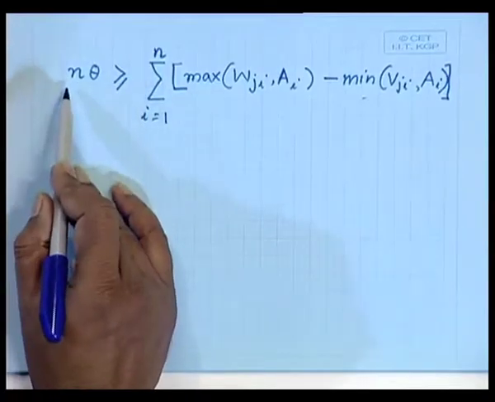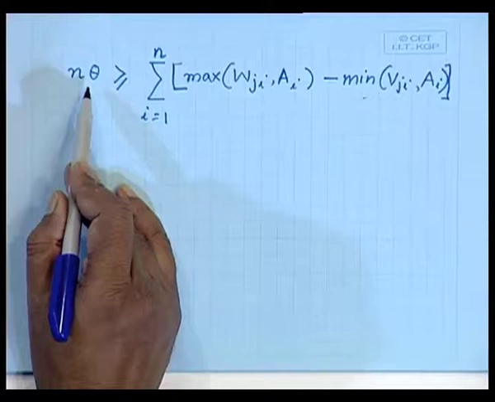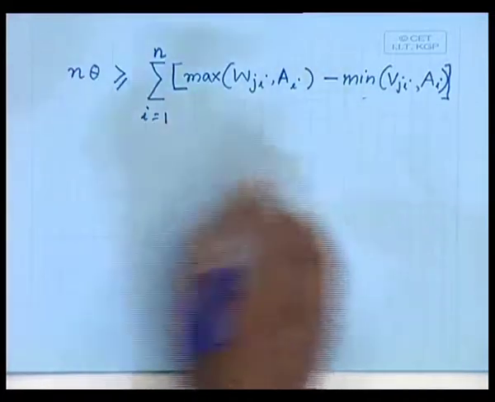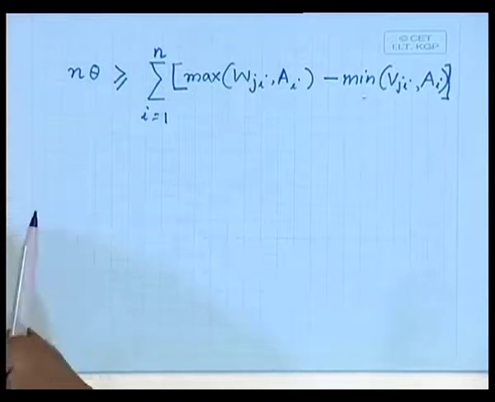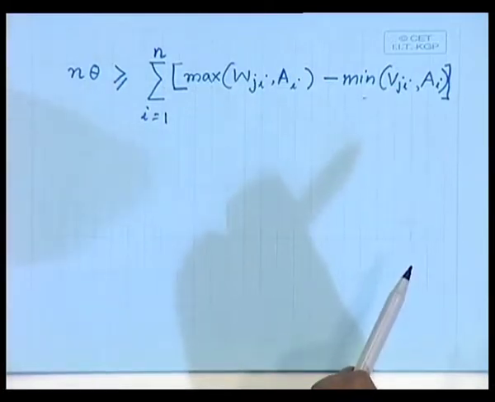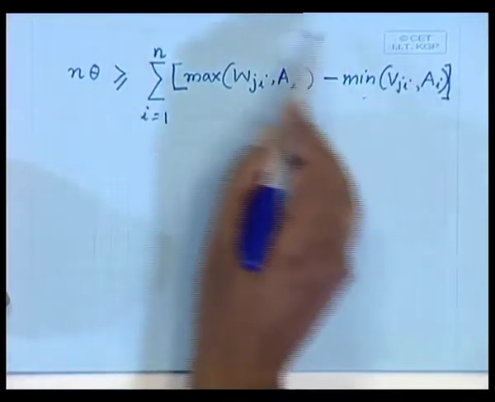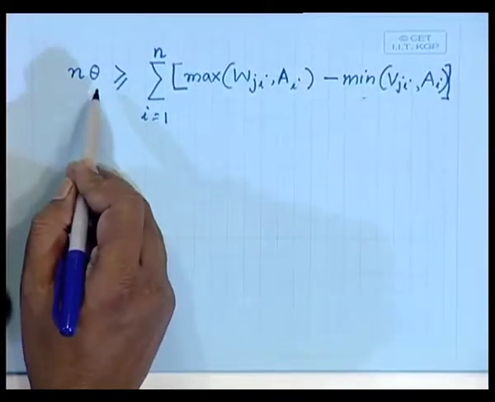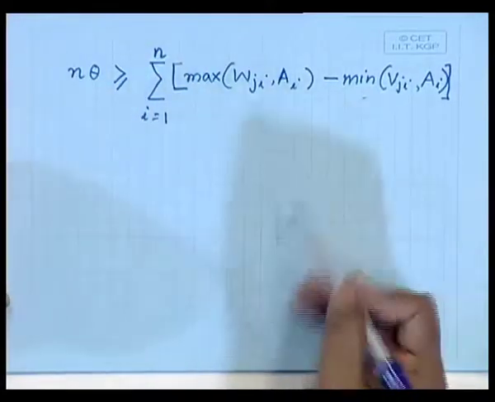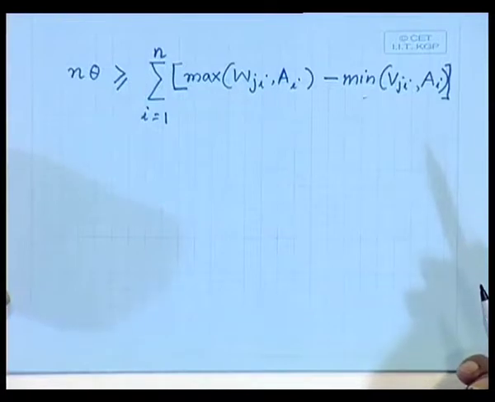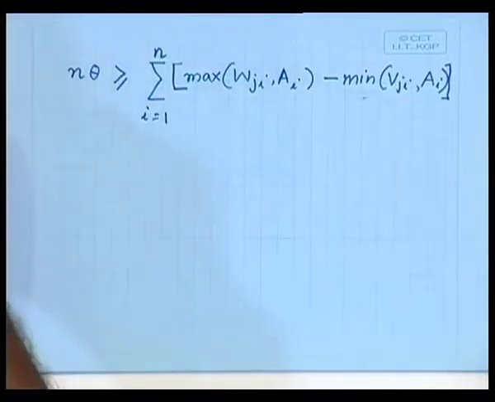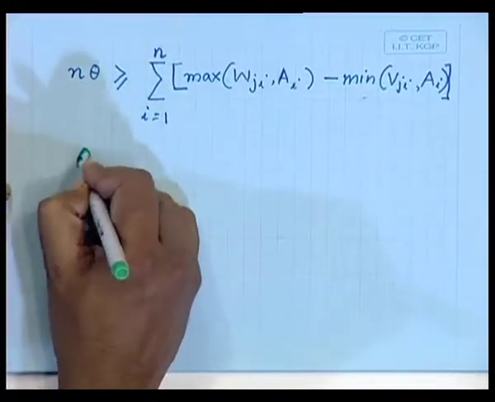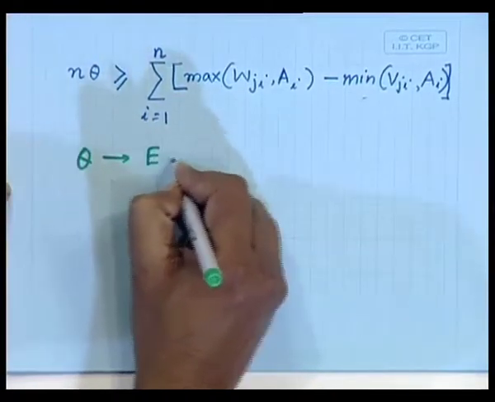So, the sum of all these widths in all the n dimensions must be less than n into theta. As long as this condition is satisfied, we are allowed to stretch or expand the hyperbox. The moment I find that this value exceeds n into theta, expansion of the hyperbox is no more permitted. This term theta is called the expansion parameter.